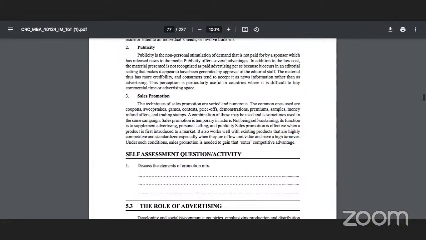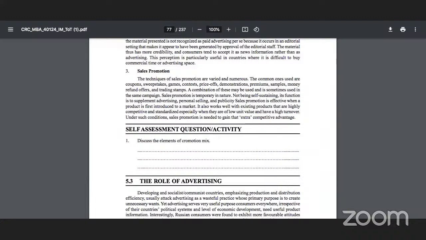So, sales promotion is, however, temporary in nature. It is not self-sustaining, because it is meant only to supplement advertising, personal selling, or publicity. It is not meant to replace them. And it is usually effective when a new product is first introduced into the market. It works well with existing products that are highly competitive. So, if you want to differentiate your product from that of your competitors, it has a distinct advantage.